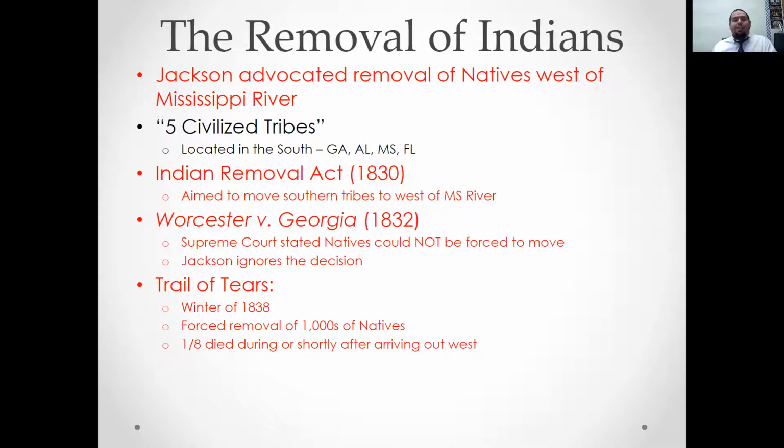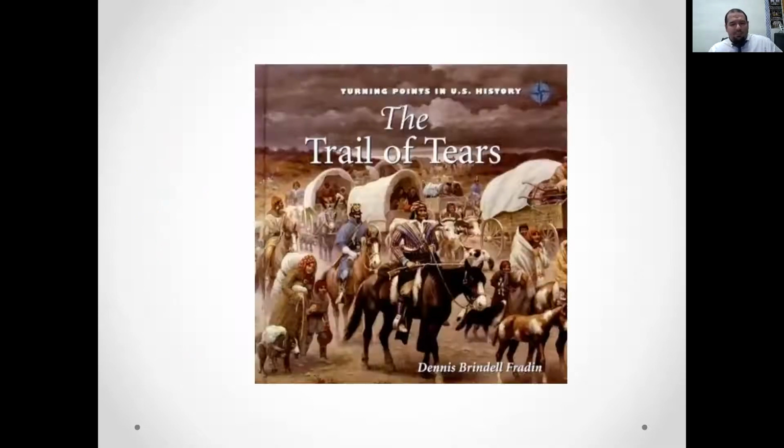Correct. So you have something in the Trail of Tears, winter of 1838. So this isn't under President Jackson. This is under his successor, Martin Van Buren. Winter of 1838, it was a forceful removal of thousands of natives, not 1,000, thousands of natives. And over 1 in every 8 will die during or shortly after arriving in the Oklahoma Territory that was meant for them. Trail of Tears.